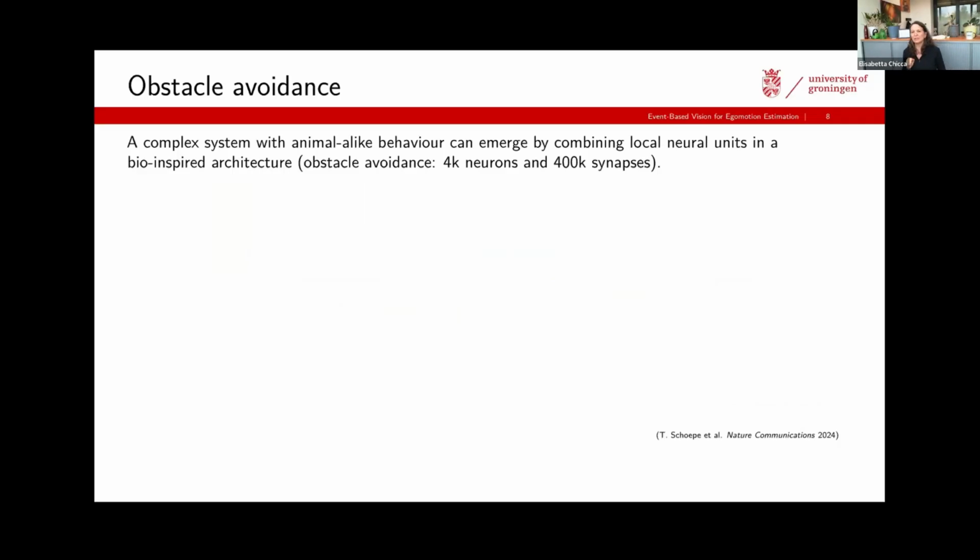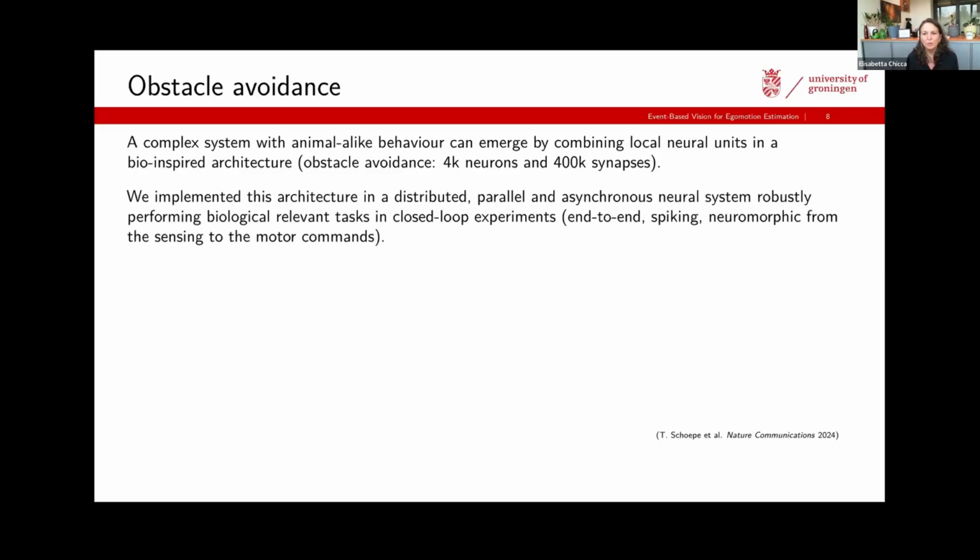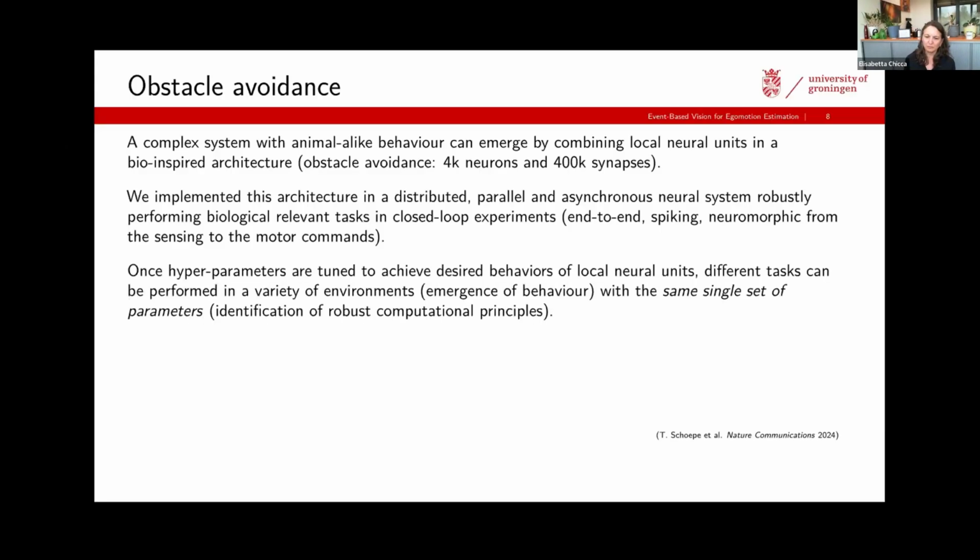We showed that a complex system with animal-like behavior can emerge by combining local neural units in a bio-inspired architecture, as I said, inspired by insects. We perform obstacle avoidance with about 4,000 neurons and 400,000 synapses, so a system that is approachable in size. We implemented this architecture in a distributed, parallel, and asynchronous neural system, robustly performing biologically relevant tasks in closed-loop experiments, as I said, end-to-end spiking and neuromorphic from the sensing to the motor commands.